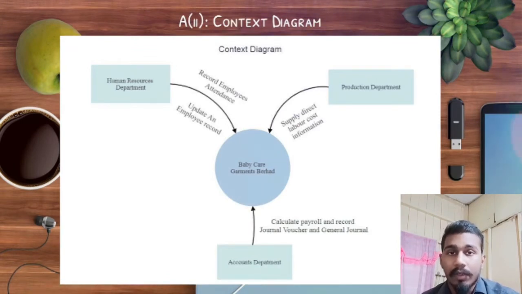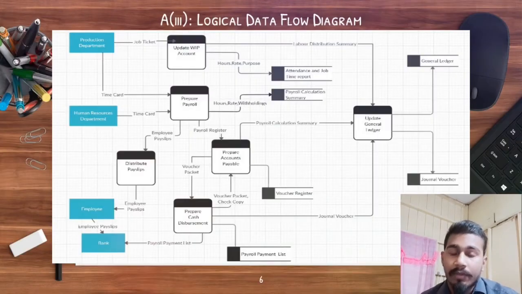For the context diagram, as we can see, there are three types of entities for Baby Care Garments Berhad, which are the Human Resource Department, Production Department, and also Accounts Department, which contribute to Baby Care Garments Berhad for the payroll system. As you can see in the diagram in the slide, these are the processes involved for each department.